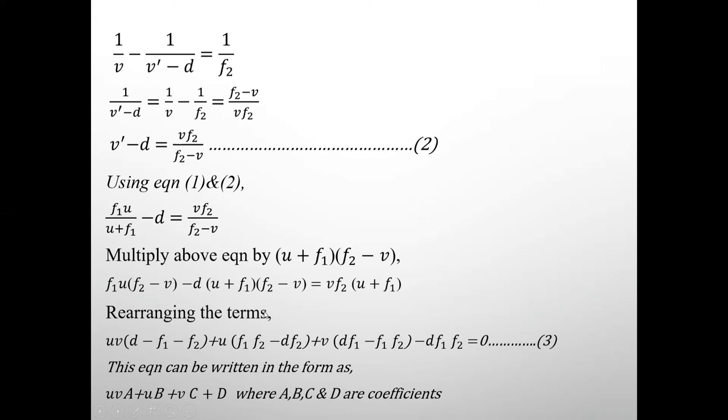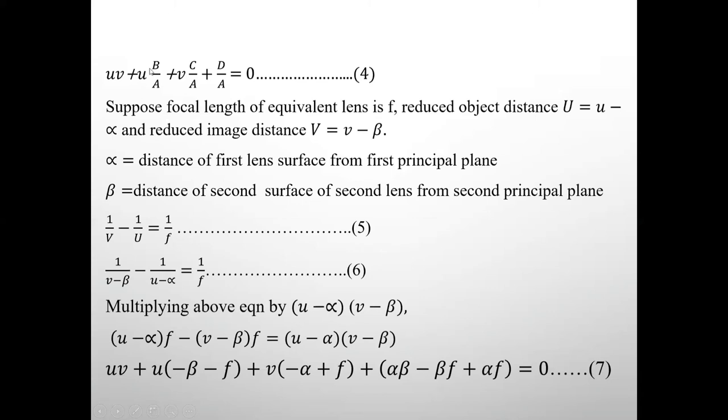Now rearranging the terms, we can write UV into D minus F1 minus F2, plus U into F1F2 minus DF2, plus V into bracket DF1 minus F1F2, minus DF1F2 is equal to 0, equation 3. This equation can be written in the form UV into A plus U into B plus V into C plus D. So UV plus U into B upon A plus V into C upon A plus D upon A is equal to 0, equation 4.